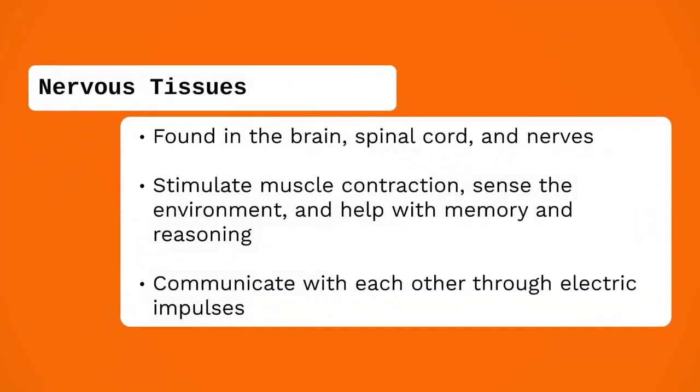Nervous tissue is found in the brain, spinal cord, and nerves. They stimulate muscle contraction, sense the environment, and help with memory and reasoning. They also communicate with each other through electric impulses.